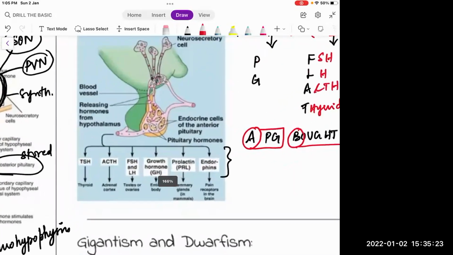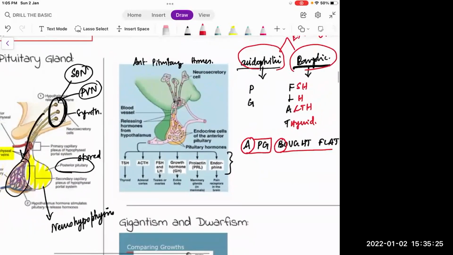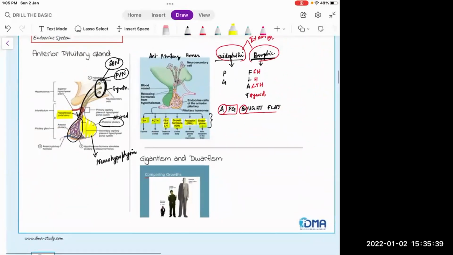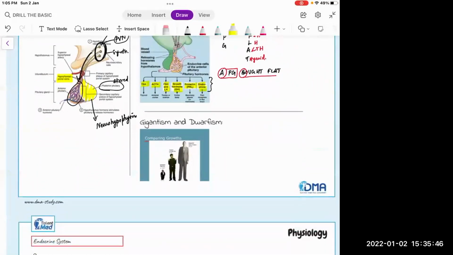Okay, so the hormones of the anterior pituitary are thyroid hormones, ACTH, FSH, LH, which you call gonadotrophic hormones, growth hormone, prolactin, and endorphin. So these are all the hormones of the anterior pituitary gland. Among them, only 2-3 hormones we are going to see over here with some concepts only. Okay. So the first and foremost is the growth hormone.